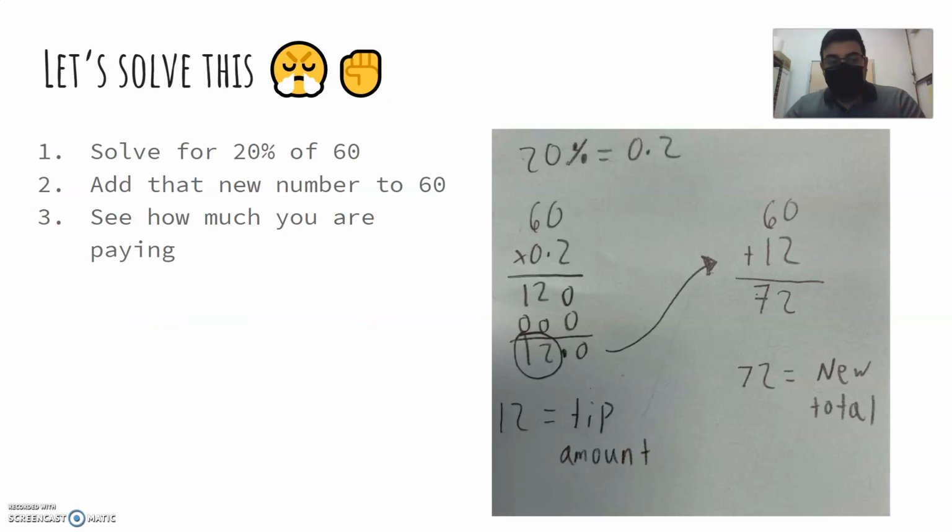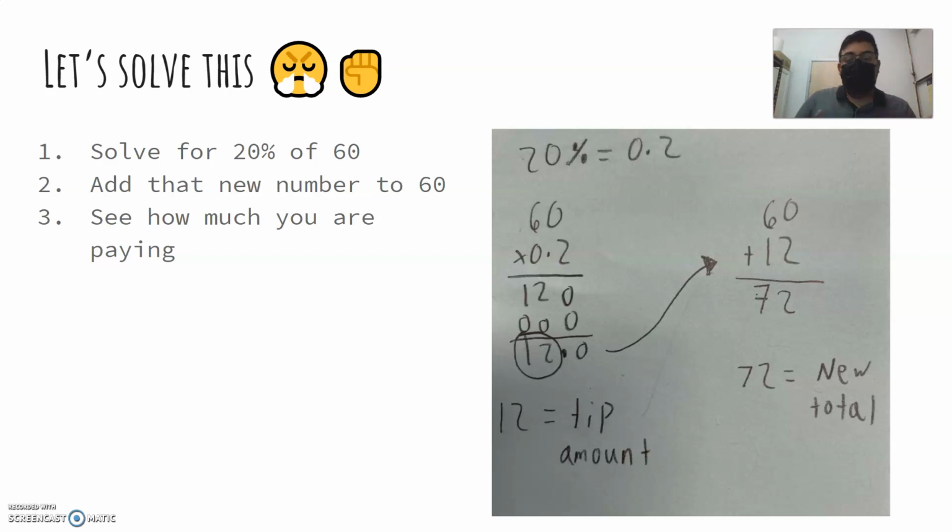So let's solve this, right? Solve for 20% of 60. That's the first step. Turn the 20% into a decimal. 60 times 0.2. $12 is 20% of 60. That's the tip amount. Next, you add that to the 60, to your original. So 60 plus 12. You see how I got that? So your original number is 60. You're adding the tip amount. So now you're paying $72. That's your new total. So the tip, to find the 20%, is 60 times 0.2.